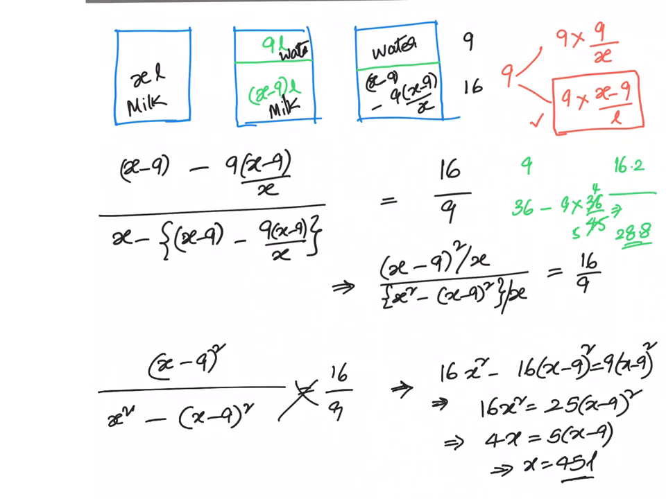Now let us divide this. 1.8 will go 9 times, 1.8 will go 16 times. That means our answer is correct. Let's have a recap of this problem.